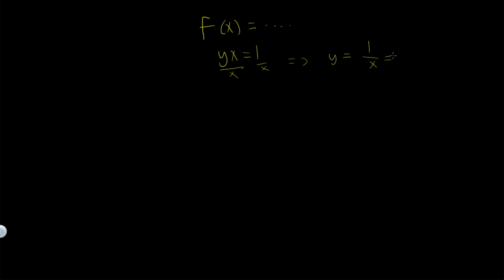And then we know that this is just x to the negative 1, and we can use our power rule and take the derivative. So y prime is just equal to negative x to the negative 2. Now, if you don't know what I did there, I encourage you to watch the power rule video.